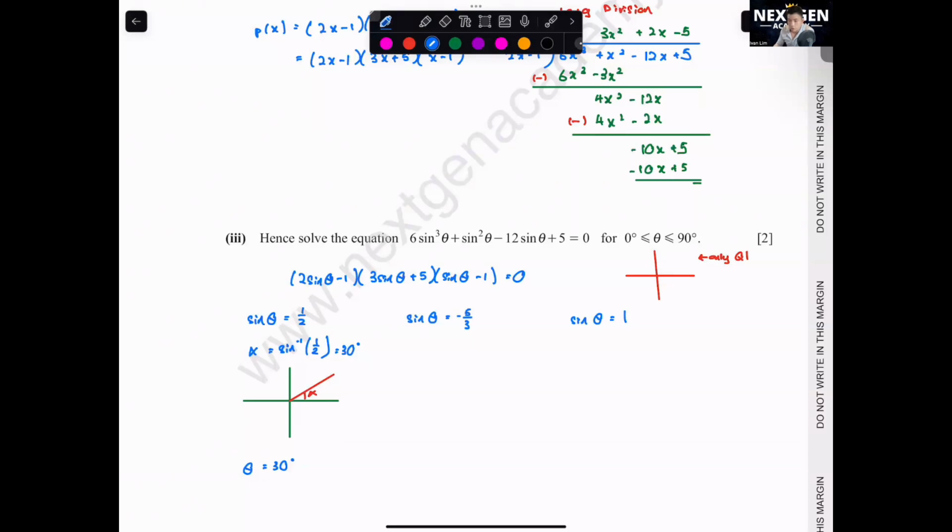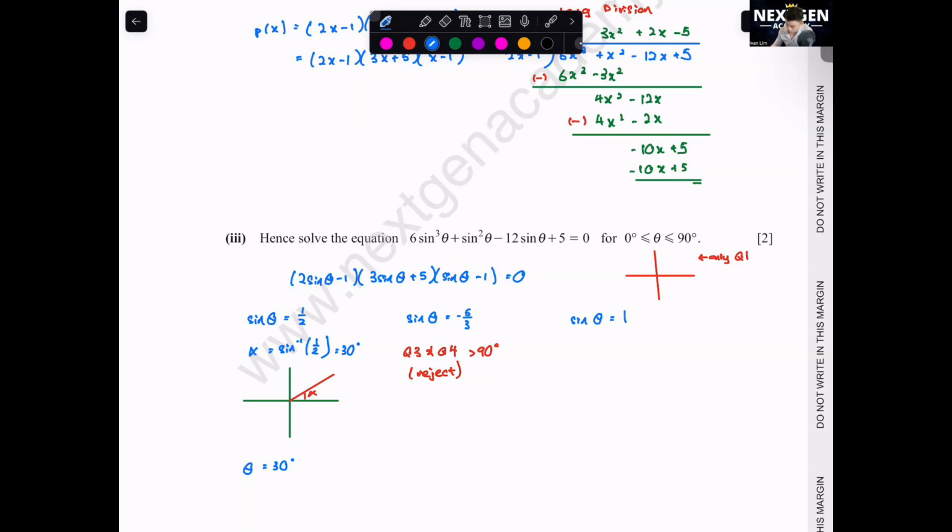-5/3. This one actually we can reject straight away because -5/3 will be quadrant 3 and quadrant 4. Quadrant 3 and quadrant 4. And this is more than 90 degrees. So we just reject. Don't need to do. What about sine theta equals to 1? When we do for trigo, whenever you see -1, 0, and 1, I want you to draw out the graph. That means the original graph itself. Don't do ASTC because most of the time you'll make some sort of mistake.